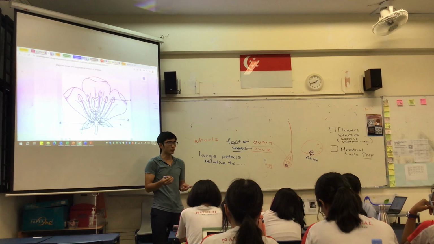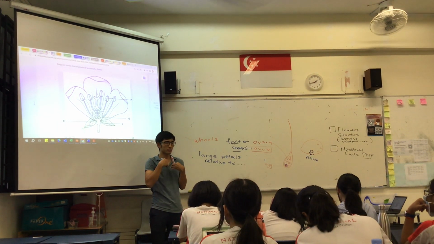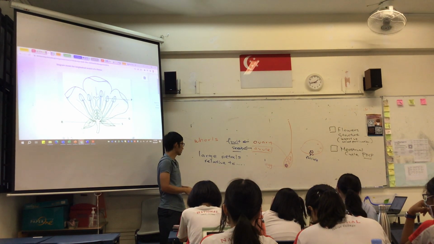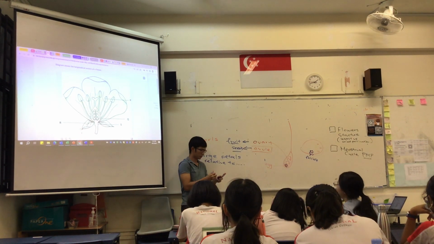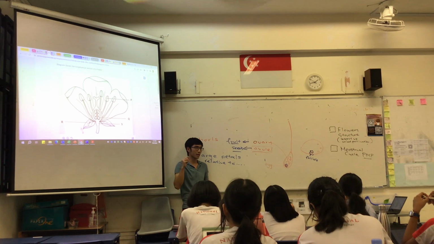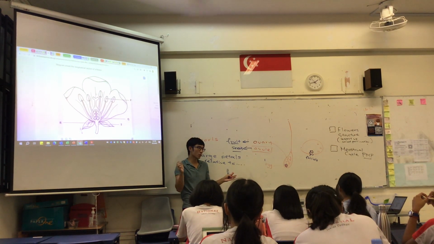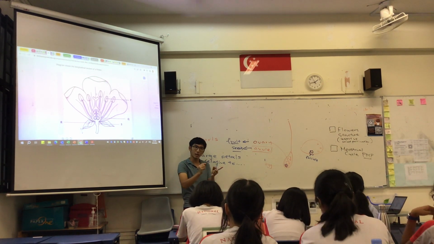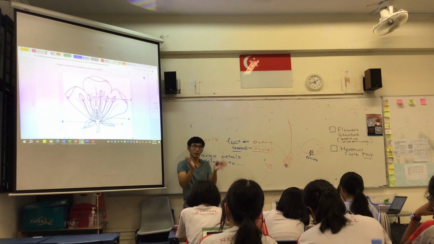It needs to be relative to itself. Can I say again? Because you cannot be sure these petals are indeed large. It could be actually very small petals, but relative to the other parts of the flower, it is quite big.